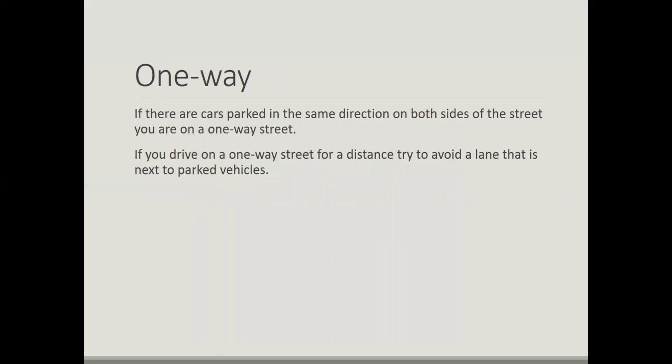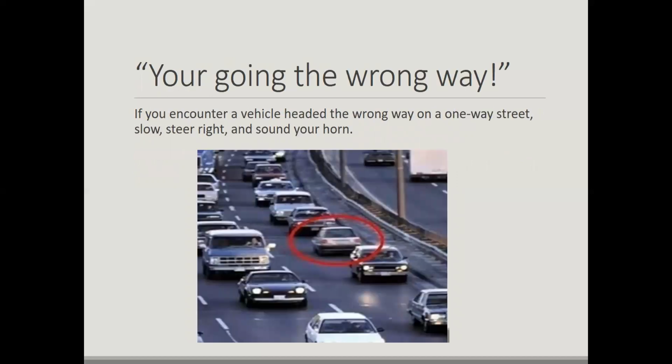If there are parked cars in the same direction on both sides of the street, you are on a one-way street. If you drive on a one-way street for a distance, try to avoid a lane that is next to parked vehicles. The other clue is white lines going in the same direction. If you encounter a vehicle headed the wrong way on a one-way street, slow down, steer right, sound your horn.